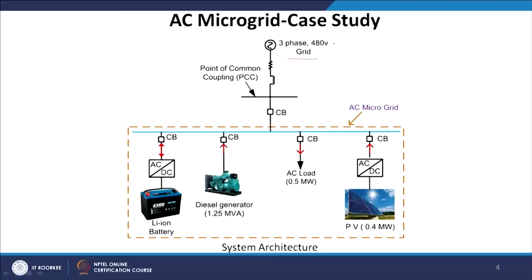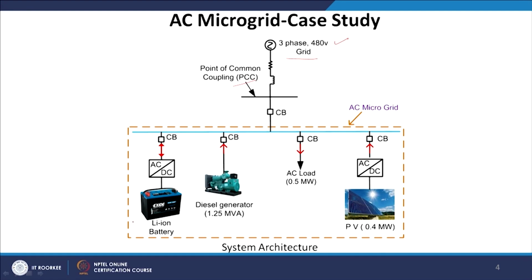In this case, we have chosen a very simple 3-phase system, and the voltage is 480 volt. It could vary from continent to continent. And then imagine this is my PCC, point of common coupling, and through circuit breakers we imagine that there are four connectors, 4 circuit breakers, accommodating 3 different generators and 1 load.